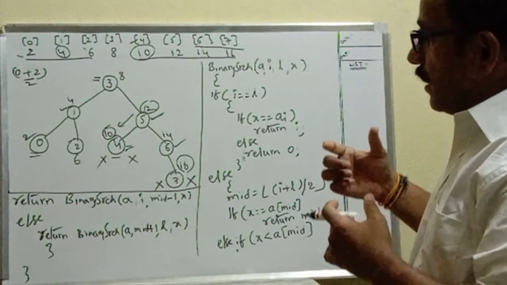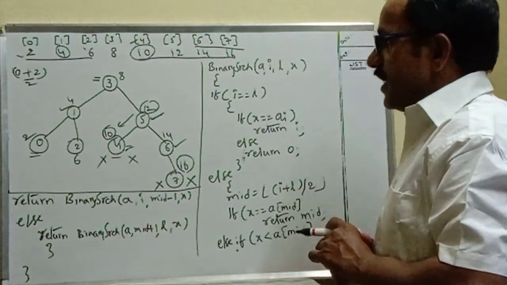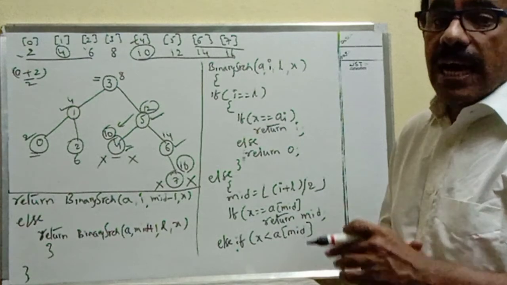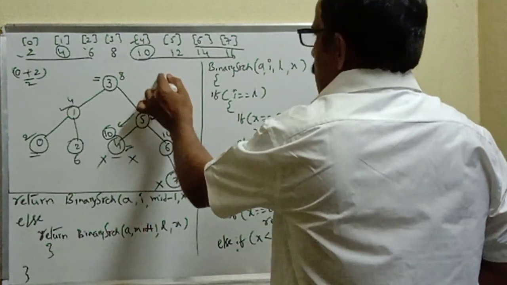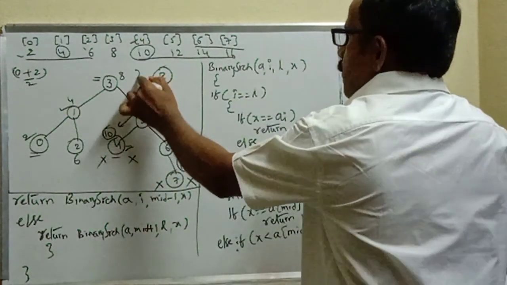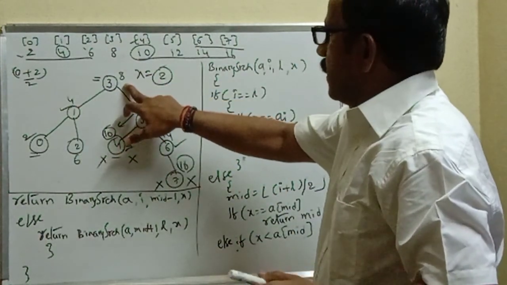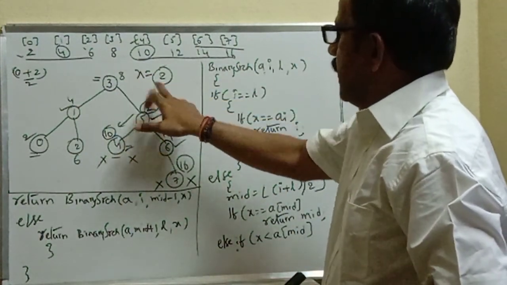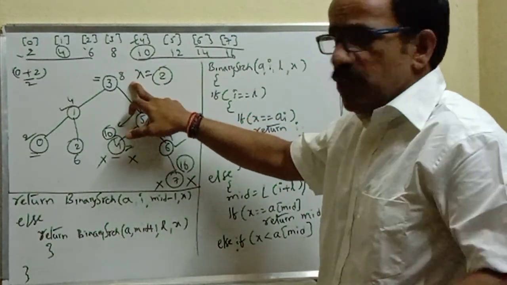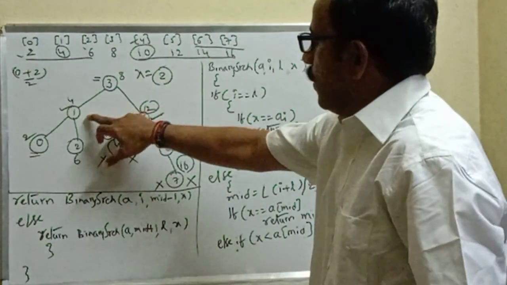Okay? But the beauty of this particular tree structure is that we can say the answer immediately. Suppose we take 2 as the element, x equal to 2, then immediately calculate mid, which is 3. The third location element is 8. Immediately compare 8 and 2. 2 is less than 8. In which portion do we need to search? The left side portion. Then go to the left side portion.